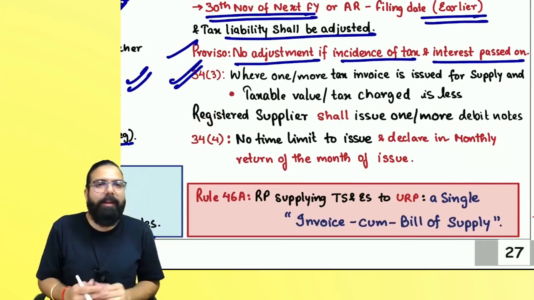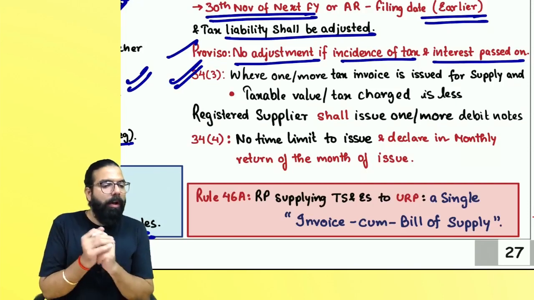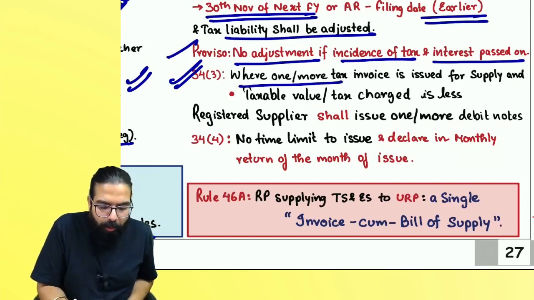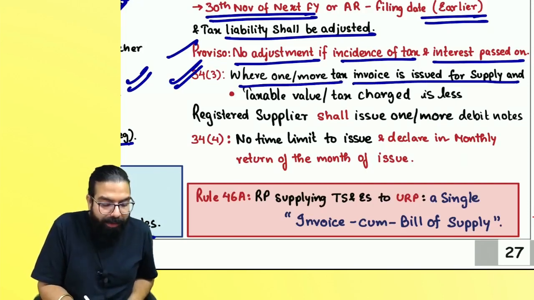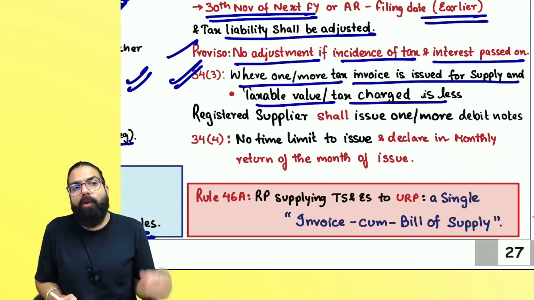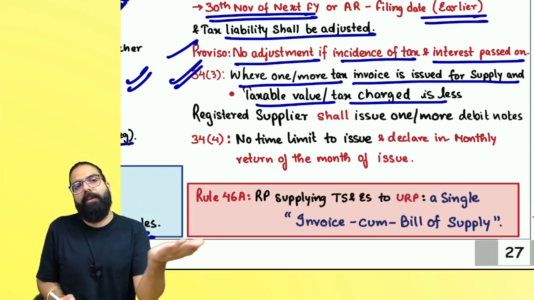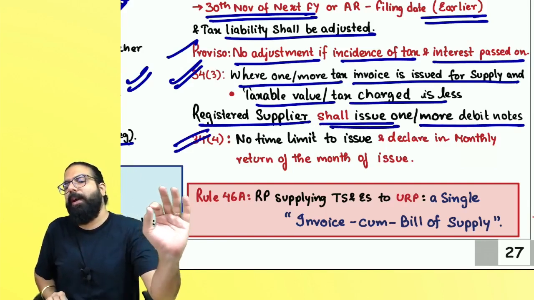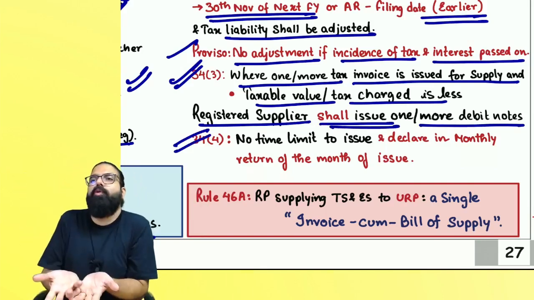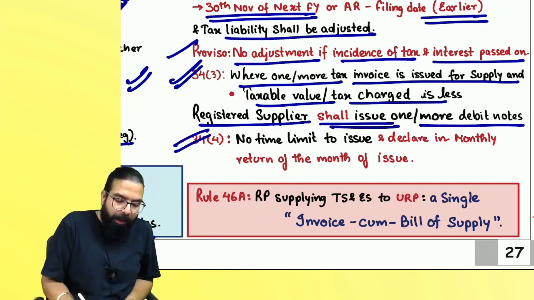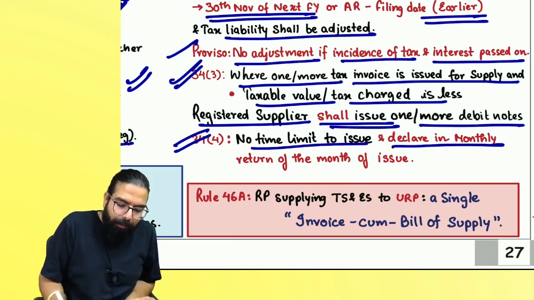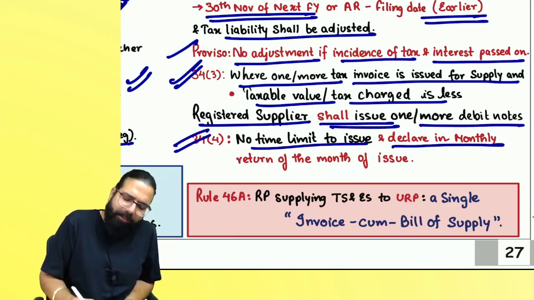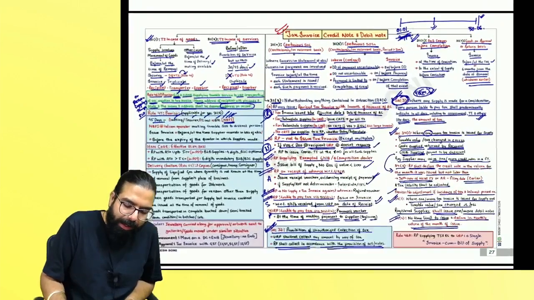The next is section number 34(3), which talks about debit note. Baba, always remember, where one or more tax invoices are already issued and the tax amount or taxable value you have charged is less, then the government tells you to please issue a debit note. The registered supplier shall issue one or more debit notes. Because of a debit note, you will recover the tax and give it to the government. So there is no time limit to issue; Baba, there is no time limit to issue. You just have to declare it in the month you are issuing it.